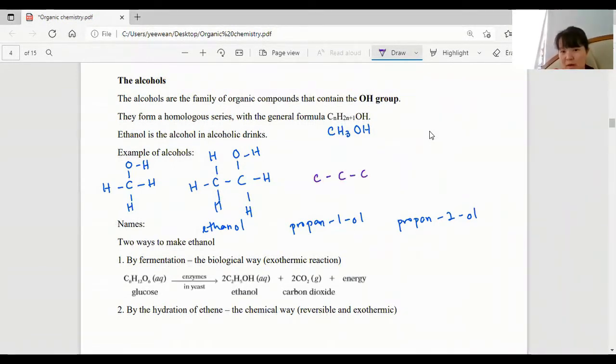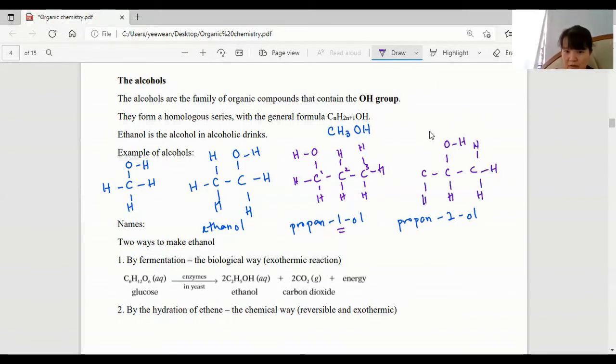So both propan-1-ol and propan-2-ol have 3 carbons, but the position of the OH is different. Propan-1-ol is when the OH is on the first or terminal carbon. You can put it at the most left or most right, that is fine. And therefore this is carbon number 1, 2, and 3. So that's propan-1-ol. Propan-2-ol would mean that the OH is in the middle carbon. And I'm drawing it in full structure, so I show all the bonds. This is propan-2-ol.